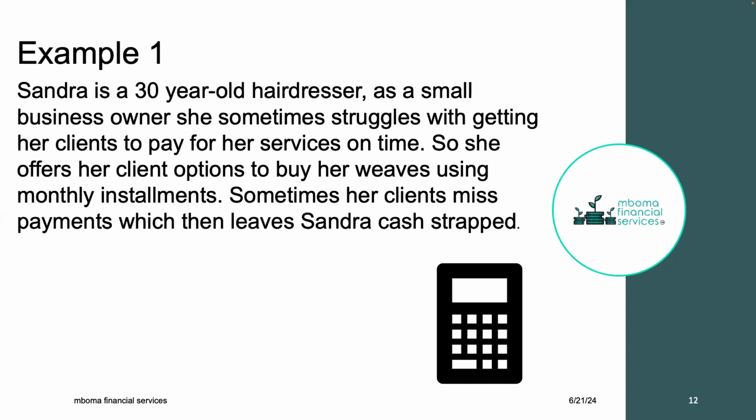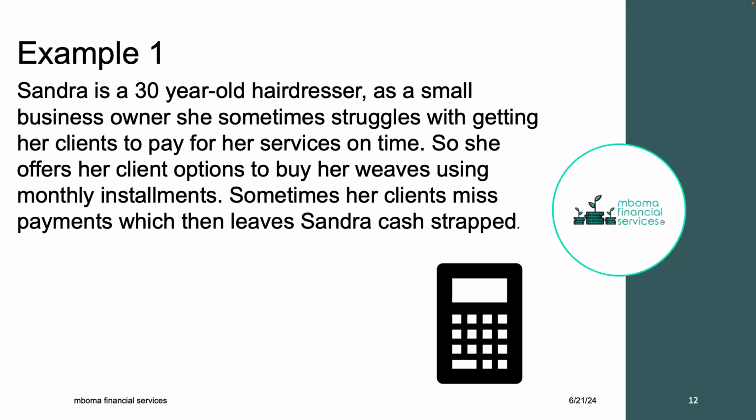So here's Sandra, a 30-year-old hairdresser, and she has a small business. Right away, she struggles with her clients. Of course, as a small business owner, you're always going to have those kinds of challenges where people don't pay you on time, right? So she sells hair, as a hairdresser, she sells weaves, these beautiful weaves that people purchase from her. And unfortunately, some of her clients don't have the finances to pay upfront for these particular weaves. So what she then allows her customers to do is to pay monthly installments.